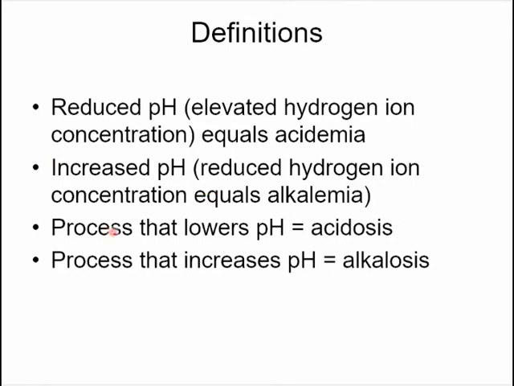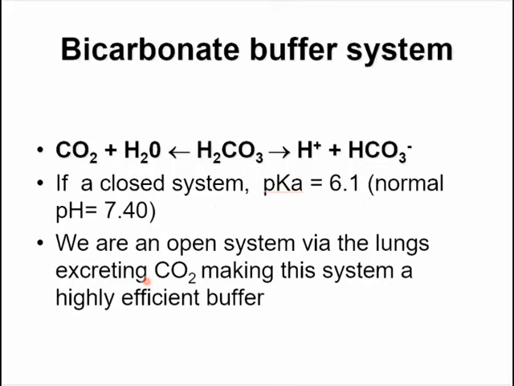So processes that lower your pH will be referred to as acidosis, whether it's metabolic processes or respiratory processes where you have increased production of carbon dioxide that lowers pH. It is called acidosis. However, processes that increase your pH are called alkalosis, whether it's metabolic alkalosis or respiratory alkalosis.